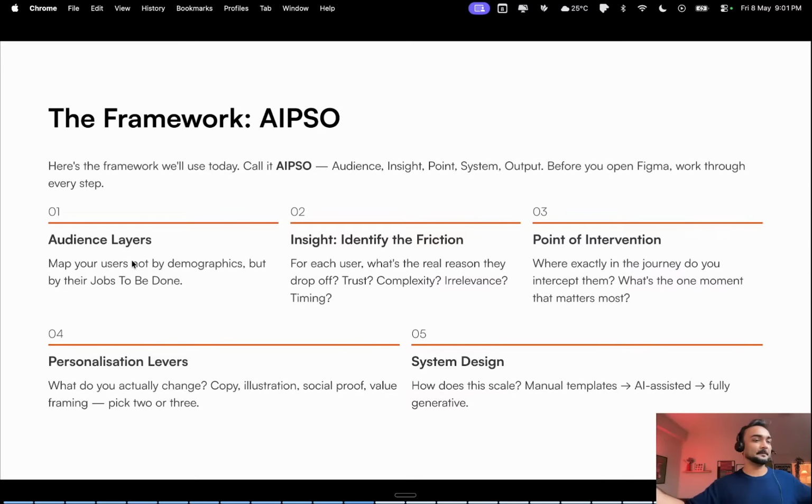Now what is the framework? Number one, audience. Start from understanding your audience. You can map your users by their jobs to be done rather than just mapping by their demographics. That's the problem: people are just creating personas. Let's double click on this. Map your users not by demographics but by their jobs to be done.